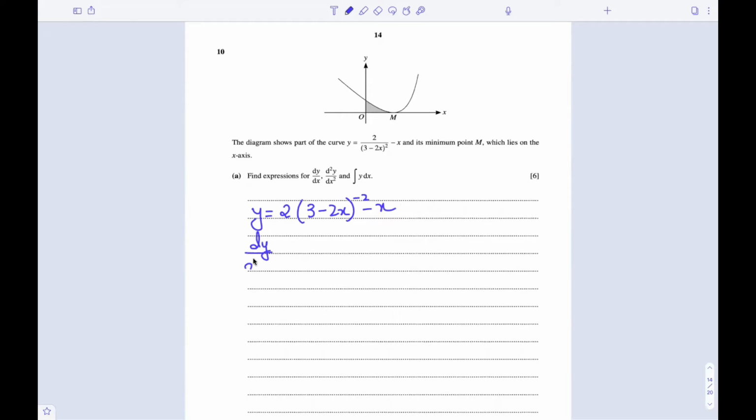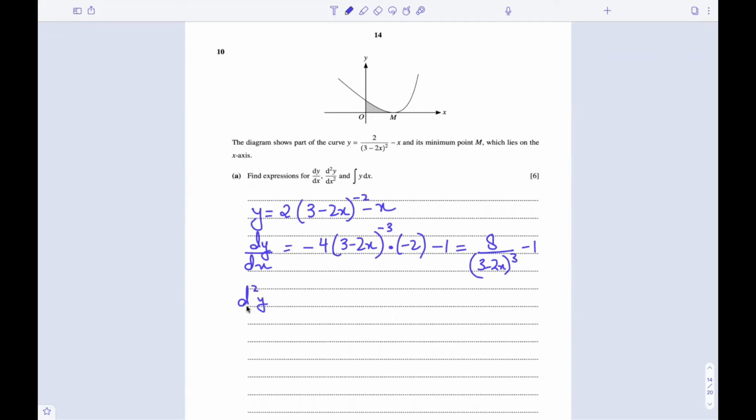Differentiating, we get dy/dx equals, so the power multiplies with the coefficient, this will become a negative 4 into (3 minus 2x), and we multiply by the derivative of this function 3 minus 2x, which is minus 2. The power decreases by 1, so it becomes a minus 3. Differentiating minus x, we get a minus 1. So the simplified form will become minus 4 times minus 2, which would be positive 8. So we can write this as 8 divided by (3 minus 2x) to the power 3, minus 1.